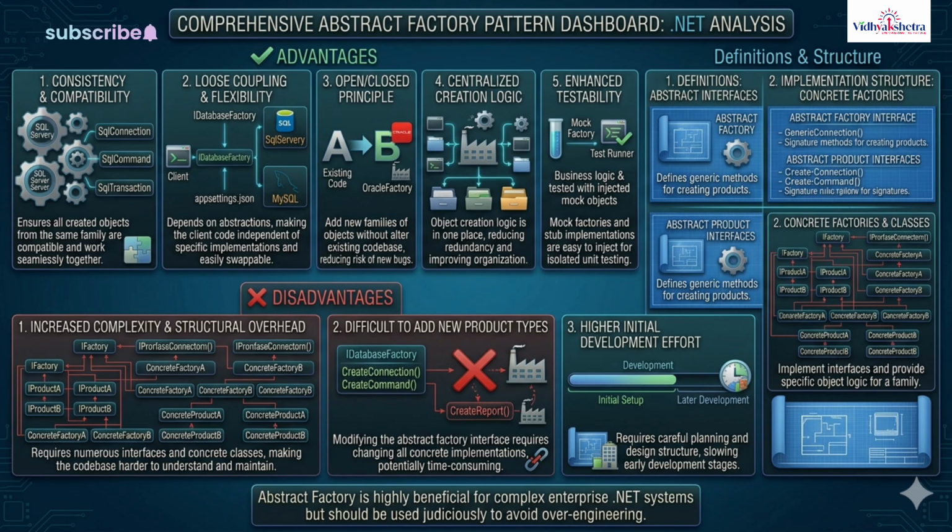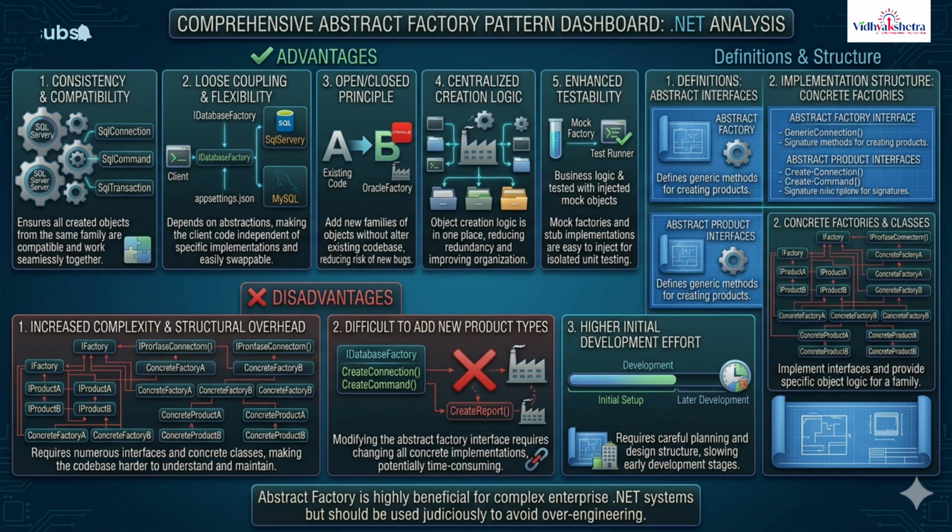There is also a higher initial development effort. Designing and implementing the abstract factory structure requires careful planning and a good understanding of the system requirements. This can slow down development in the early stages, although it pays off in the long run for large and scalable systems. In conclusion, the abstract factory pattern in .NET provides strong benefits in terms of consistency, flexibility, scalability, and testability, making it highly suitable for enterprise-level applications. However, it should be used judiciously, as its added complexity and structural overhead may not be justified for smaller or less complex projects.